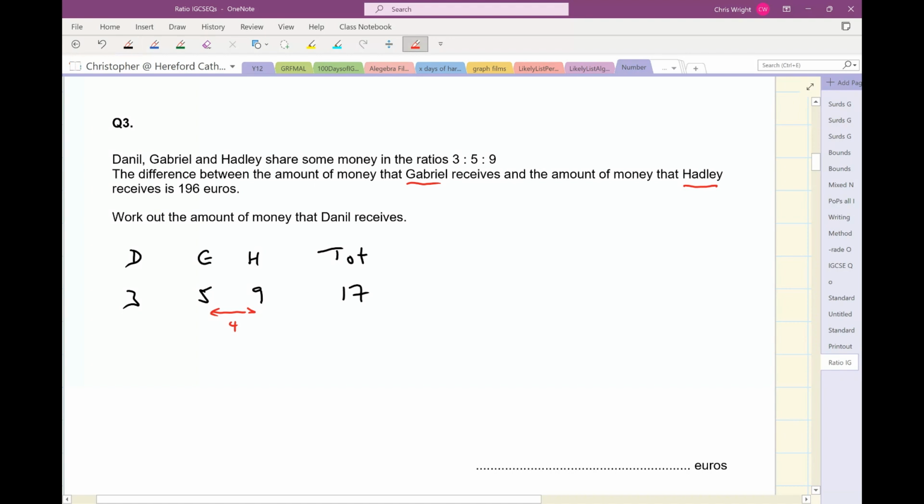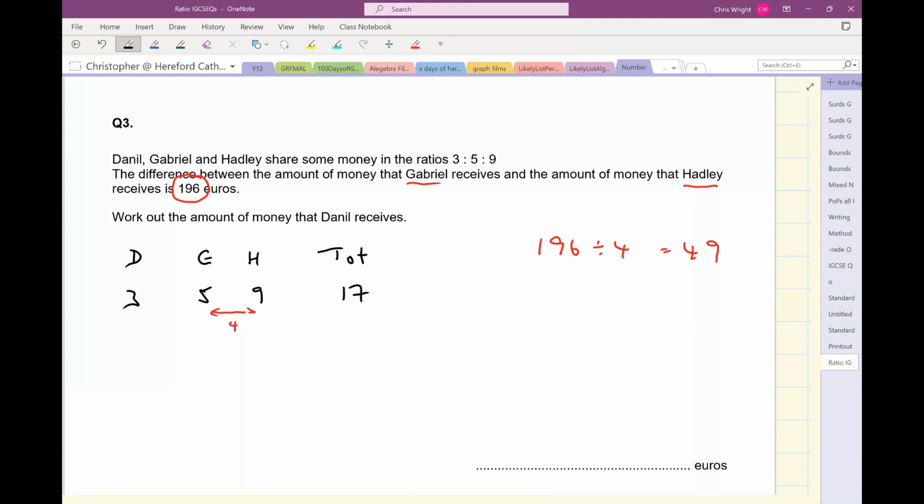Oh, it's actually 196 euros, not 4 euros. So if I do 196 divided by 4, I see that I have to multiply each of these black numbers by 49 to make sure that the difference between G and H isn't 4, it's 49 times as much, 196.